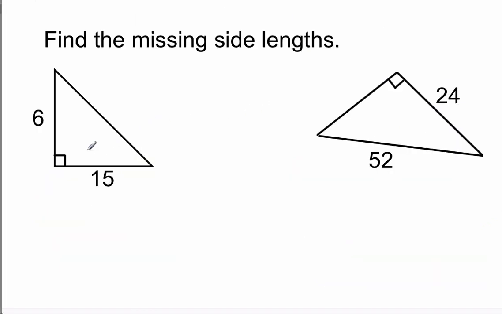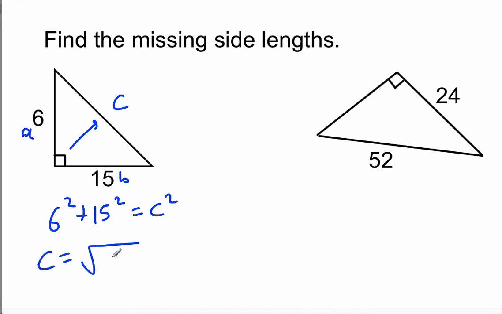Next couple of examples, we do the same thing. We identify the hypotenuse. Let's call it C, and these are the A and the B. And we have 6 squared plus 15 squared equals C squared. And you can actually do this if you've got a calculator. You can just type in all this on your calculator. You don't need to do the intermediate steps.